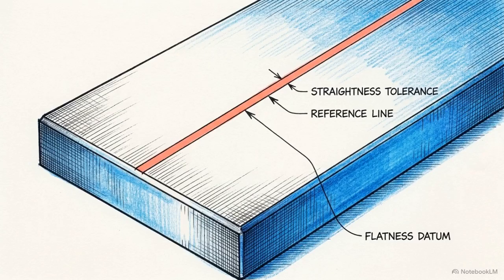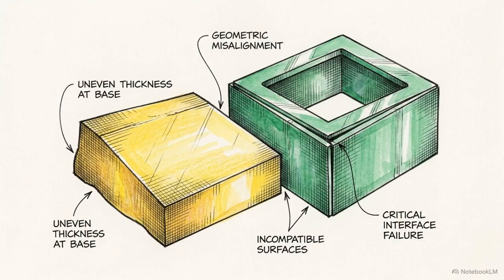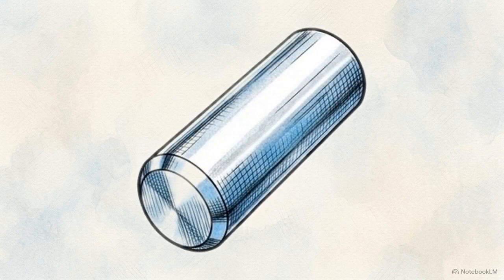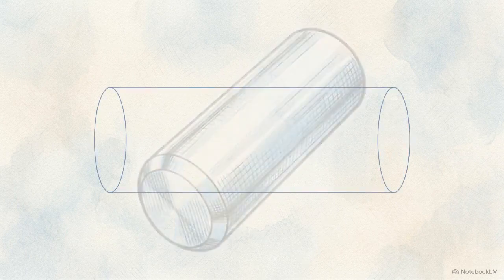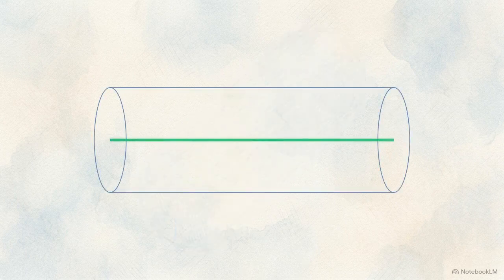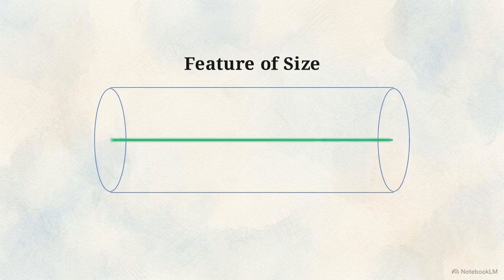This application is hyperlocal. It only guarantees that the outer skin of the part is straight along one isolated line. It ignores the overall mass, the thickness, and how the component will fit into an assembly. To dictate how a component actually interacts with mating parts, we have to look past the surface skin and regulate the internal skeleton, what GD&T classifies as a feature of size.